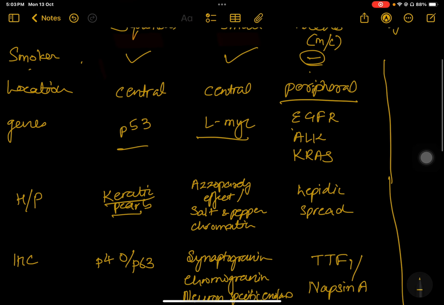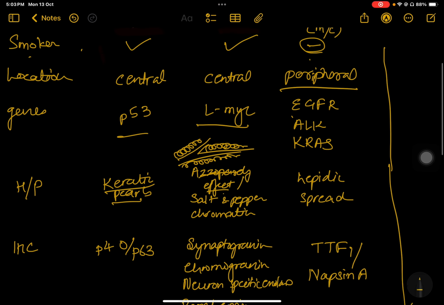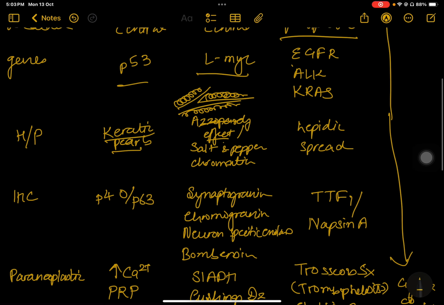In small cell, you will see the Azzopardi effect, that is the blue discoloration of the cells around the blood vessels. That is your Azzopardi effect, which is seen in small cell carcinoma. And because it is a neuroendocrine tumor, small cell, you can see salt and pepper chromatin appearance of the nucleus.